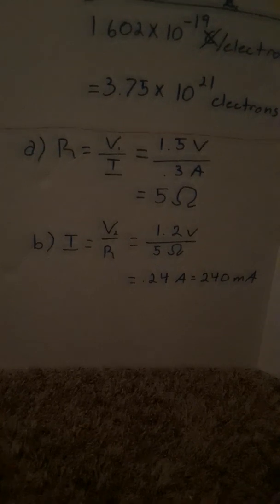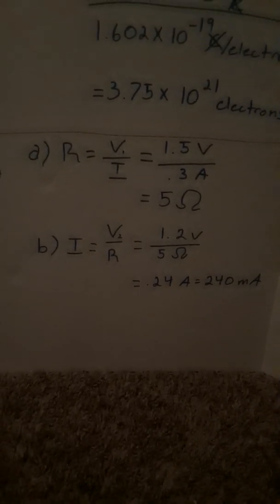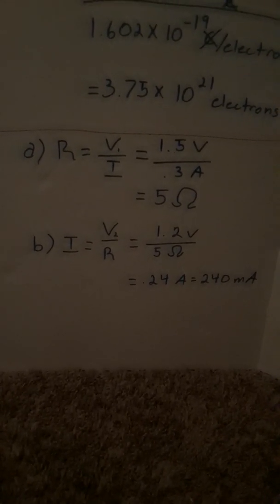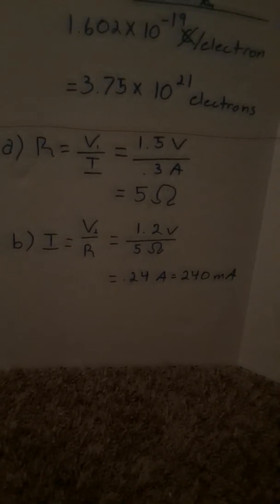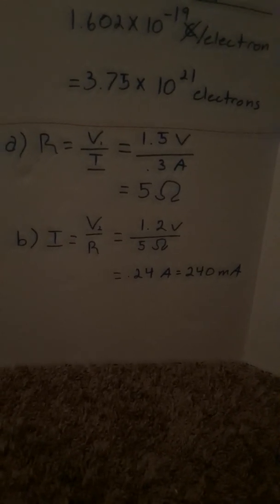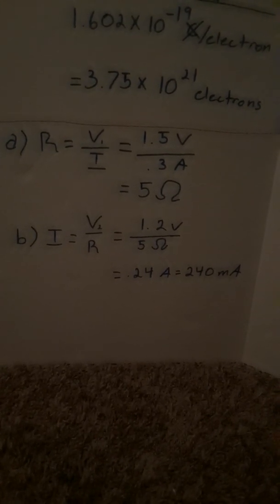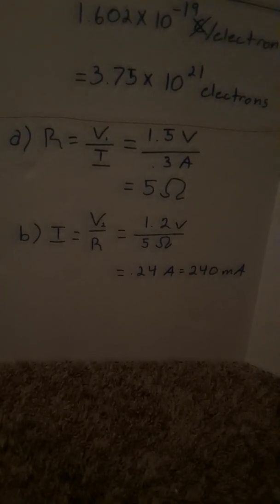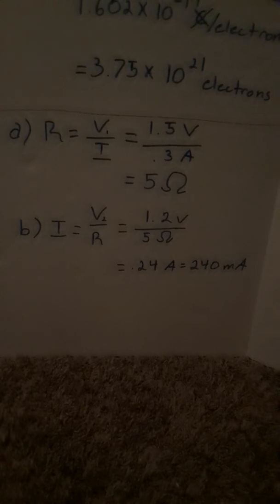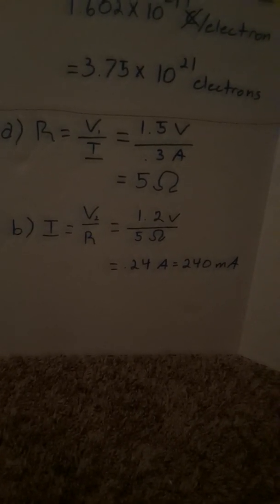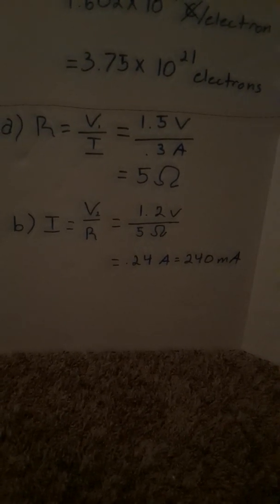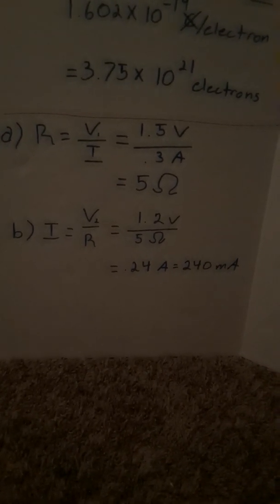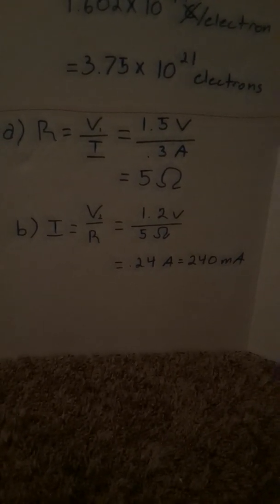Now for part B, for the current, we have the volts, or voltage 2, I should say, divided by the resistance. So we have 1.2 volts divided by our resistance, which was found to be 5 ohms, and we come out with 0.24 amps, or 240 milliamps. So we see that due to the drop in voltage, we also experience a drop in current.